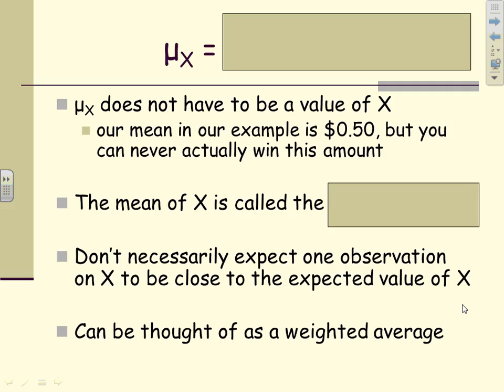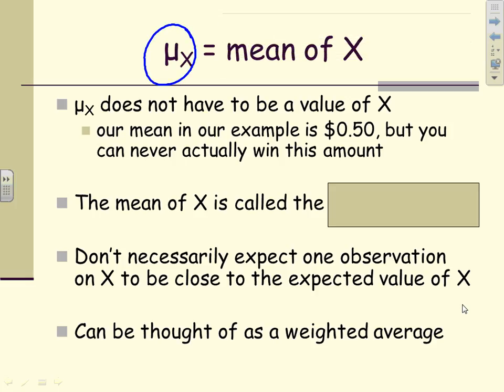So let's kind of summarize here. We have this mu of x here, and what we're talking about here is that's just the mean of x. It's kind of basic there. It says here some important things. Mu of x does not have to be an actual value of x. Our mean for our Tri-State Lottery was 50 cents. But you can't win 50 cents when you play that game, even though that's the expected amount that you win over the long run.